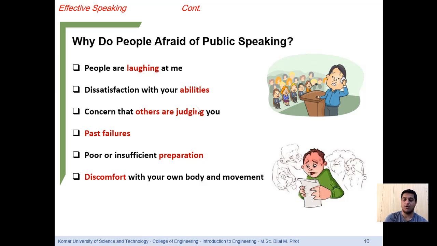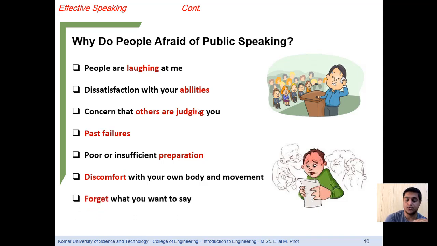Discomfort with your own body and movement. Sometimes if the weather is hot, and you wear some clothes that are not suitable for hot weather, you will be in discomfort with your own body. So you should take care about this point.